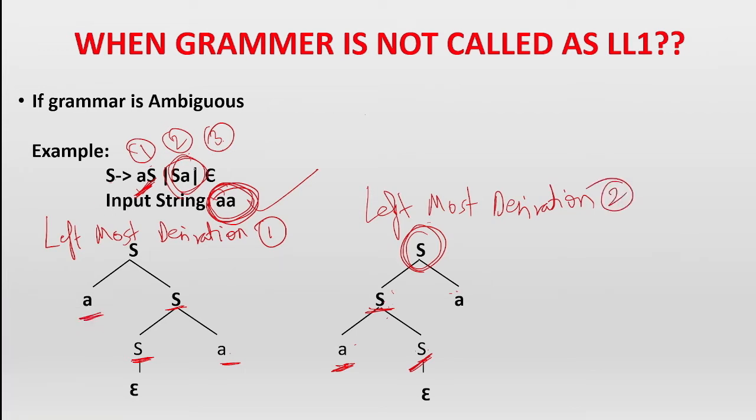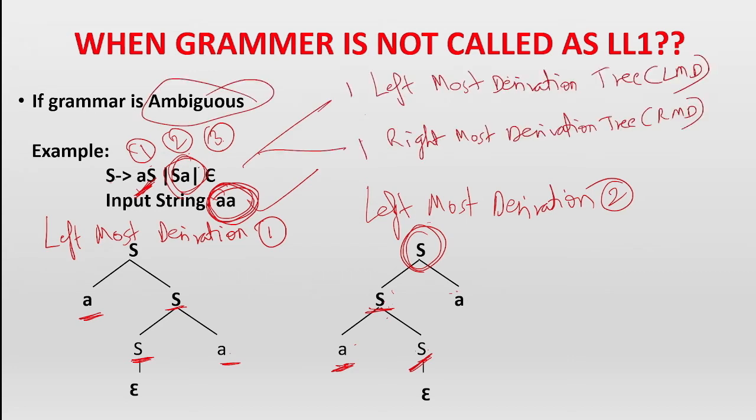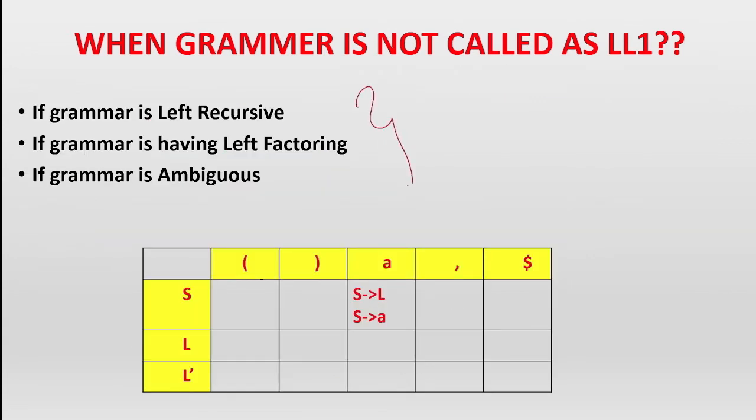And the same grammar is producing two derivation trees, two leftmost derivation trees. So this grammar is 100% ambiguous. So this type of grammar cannot be LL1. Now if the grammar is left recursive, having left factoring, or ambiguous, it is not LL1. We know now. I've told you why, when it is called left recursive, when it is called as having left factoring, and when it is called ambiguous.